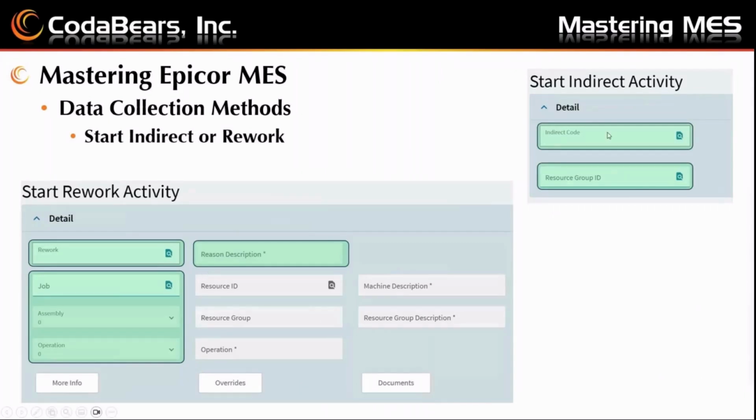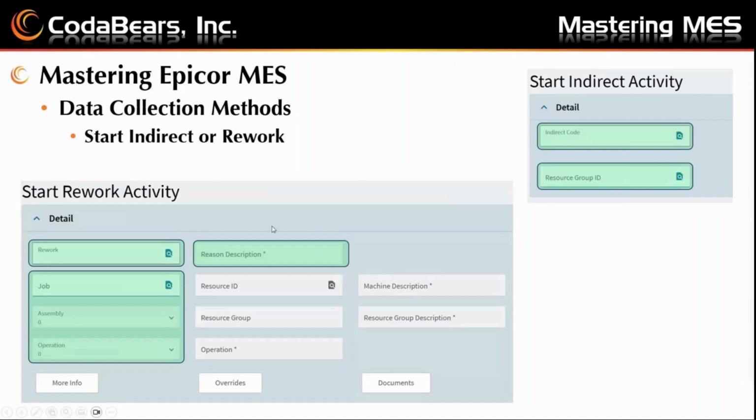I can also start my indirect. That's the easiest screen in Epicor. Role, you have to put in an indirect code, whether you're sweeping the floor or, again, an OSHA safety meeting. What is this? And then the default resource group will automatically pop in. So they literally fill out one field and they're done here.